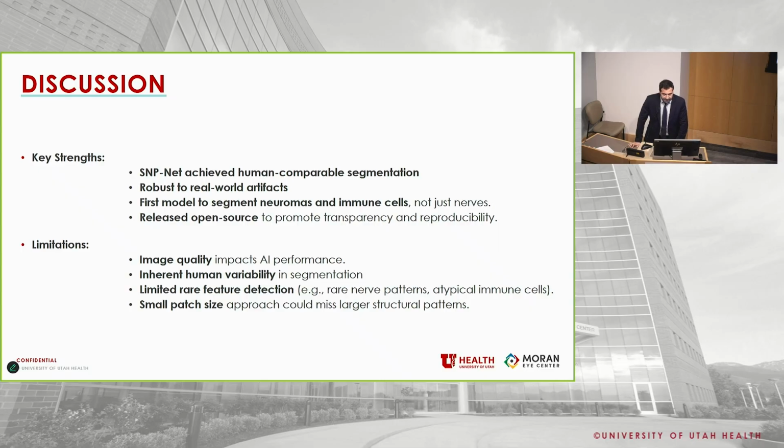It does have limited rare feature detection, so we train it on controls, but also some ocular surface diseases, but there are a lot of rare findings that we did not train the algorithm on. I'll talk about some of them in the next slide, but rare nerve patterns, atypical immune cells. And then small patch size. Sometimes we're looking at smaller patch sizes, and then we can't get the big picture, so we need more of a mosaic picture of the confocal microscope to be able to train the AI to see bigger things that it could possibly miss on smaller patches.